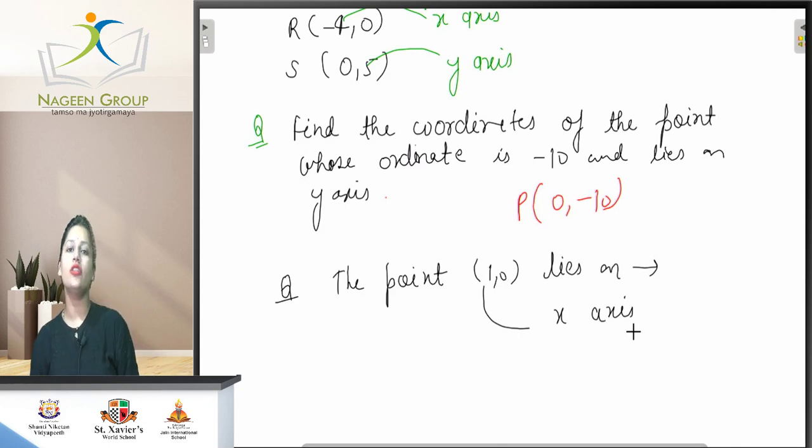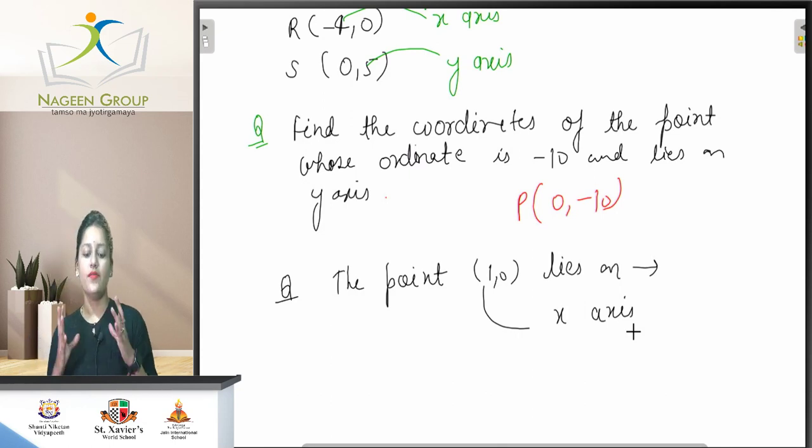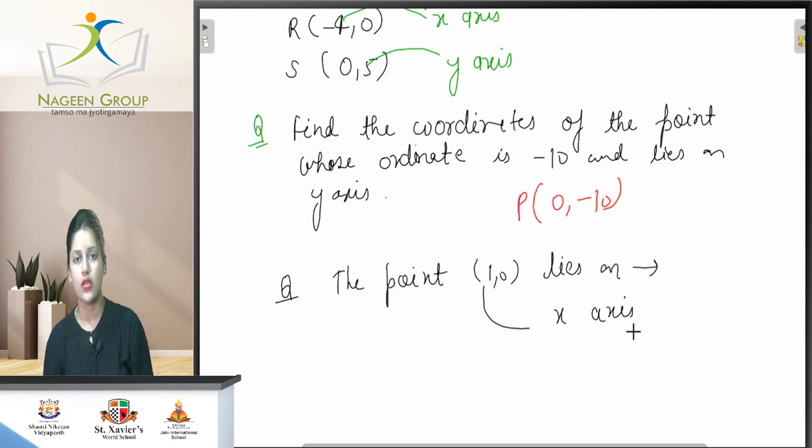After that, we are going to do our third class, which is named summary, in which we are going to only revise the whole chapter, that is coordinate geometry, briefly by the notes. So hope you have understood the chapter.